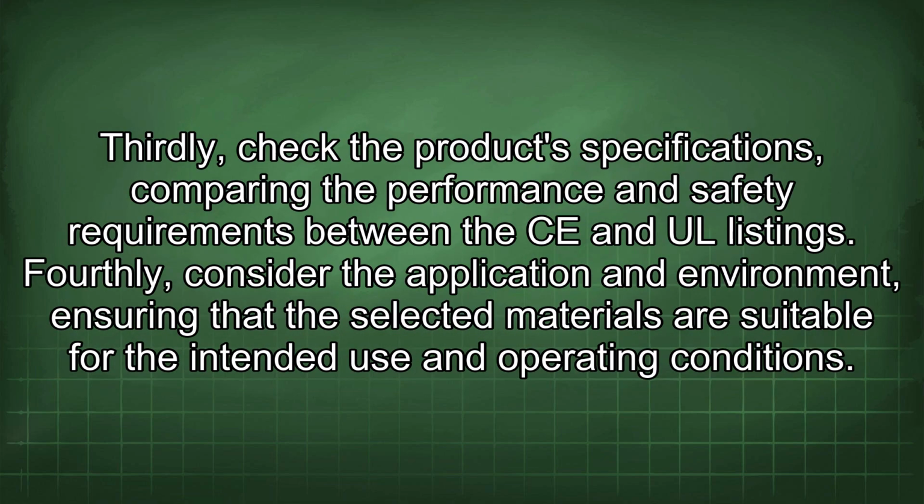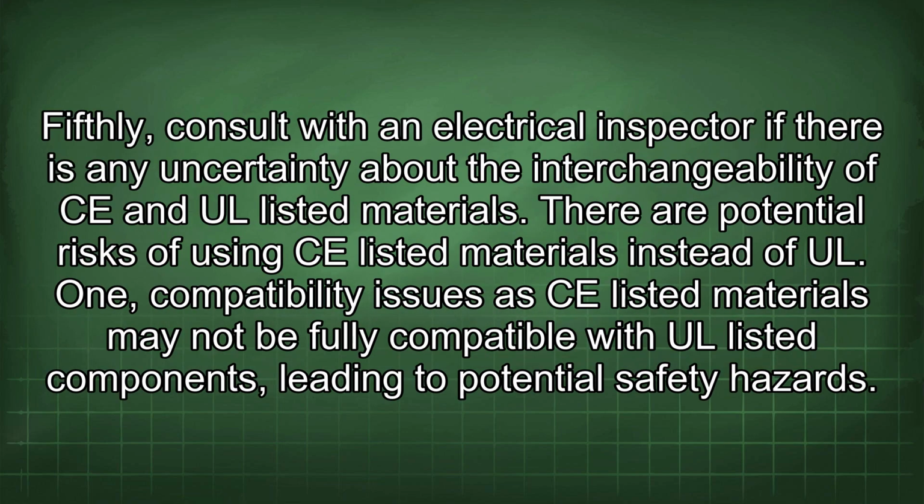Thirdly, check the product specifications, comparing the performance and safety requirements between the CE and UL listings. Fourthly, consider the application and environment, ensuring that the selected materials are suitable for the intended use and operating conditions. Fifthly, consult with an electrical inspector if there is any uncertainty about the interchangeability of CE and UL listed materials.